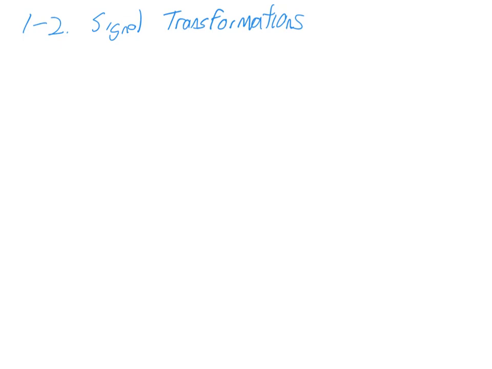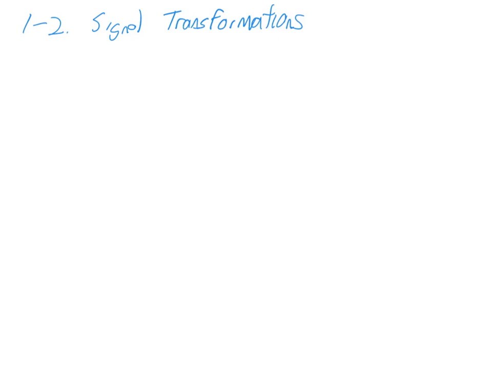So in section 1.2, we're going to take a look at signal transformations. And these transformations are going to be, like many things in EE3032, building blocks that we use to build up more complicated, more powerful systems and signals.